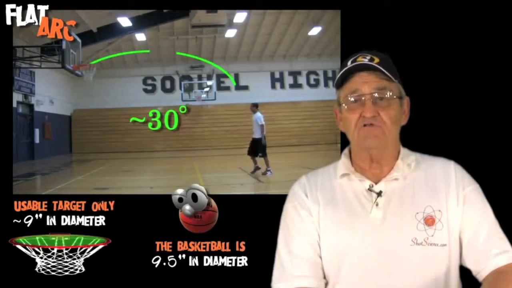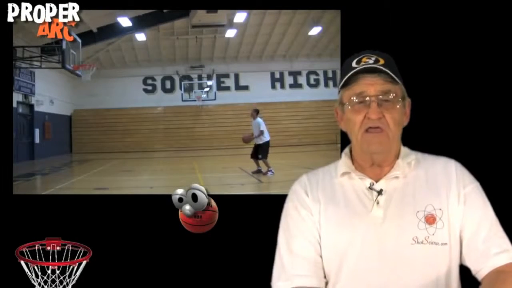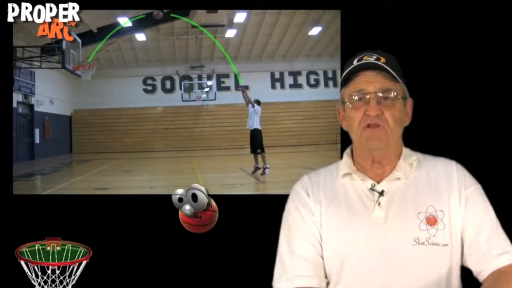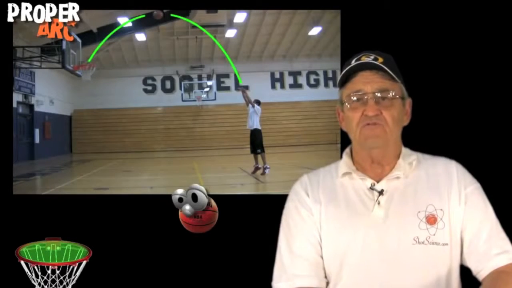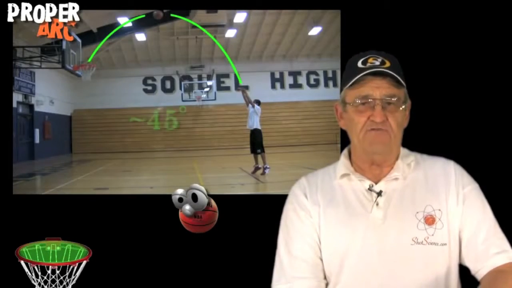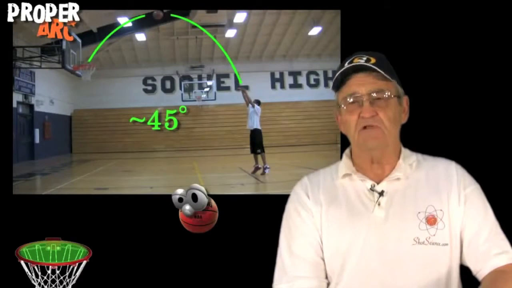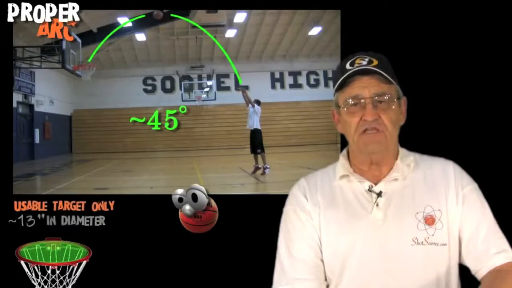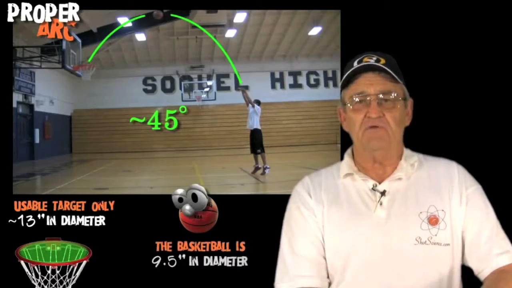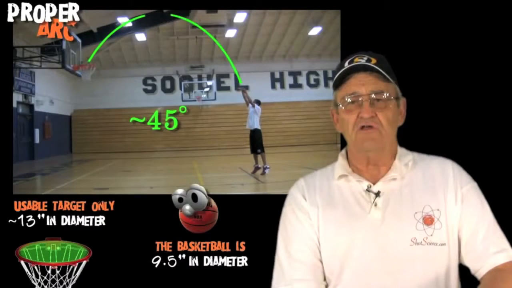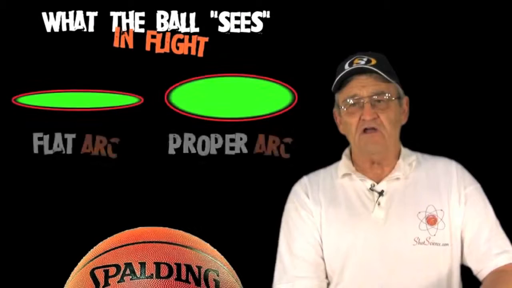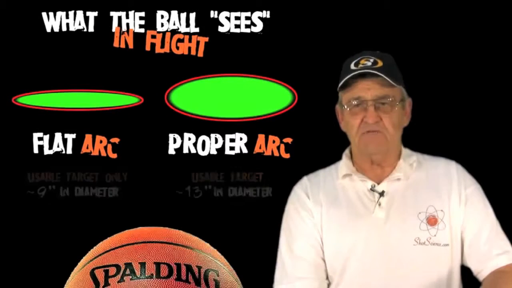As the basketball trajectory begins to elevate, and we get up to the point where the ball is maybe 3 or 4 feet above the level of the basket, this gets more like a 45-degree angle of attack, and that basket now has a usable target area of about 13 inches. And so it's quite a bit larger. The flatter the arc, the more oval shaped the basket becomes.